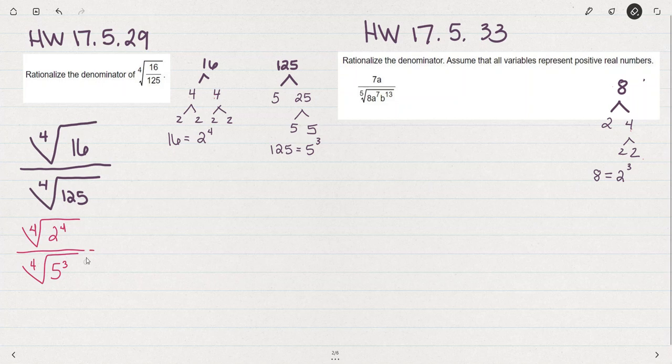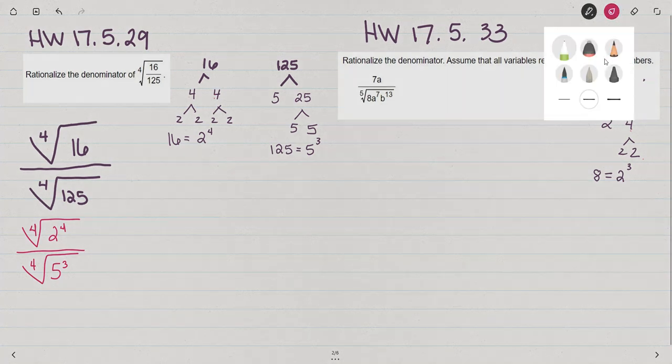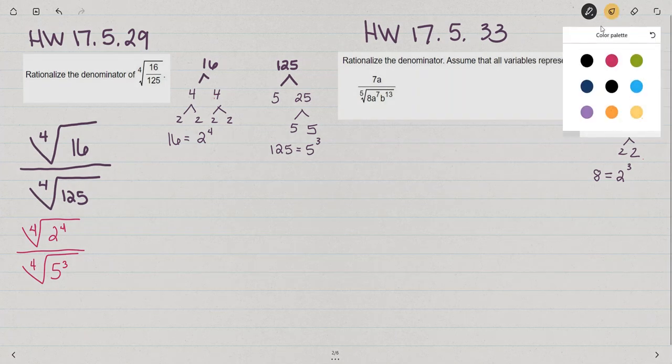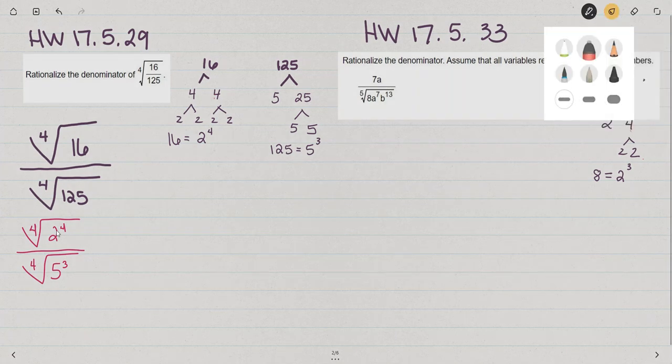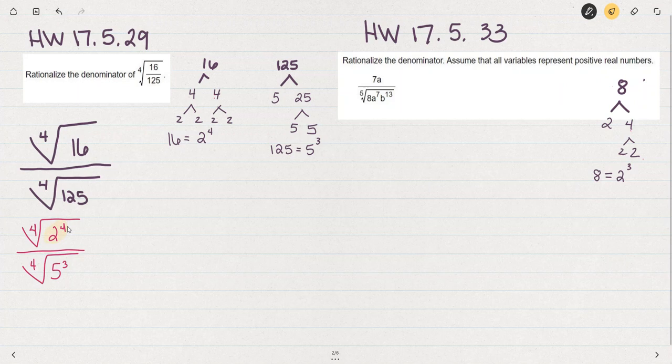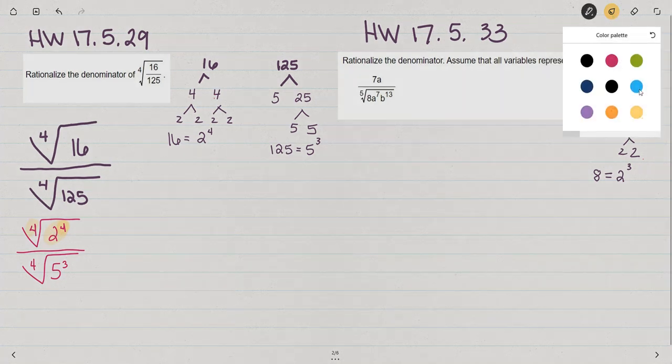Do you notice that 2 to the 4th can now be removed from the radical? Because there's 4 2's and we have a fourth root, the rule for this fourth root, so this index tells us the rule of that radical. The rule for this radical is a 4, meaning as soon as I have 4 like factors, they can be removed. Here's how it might look.